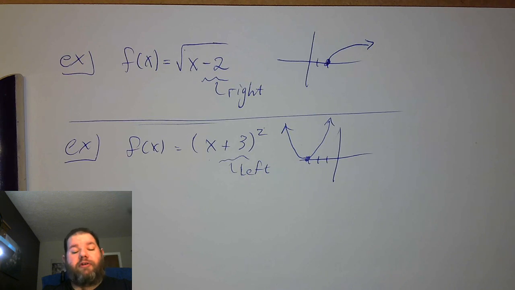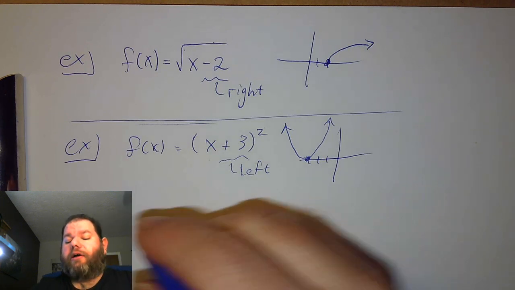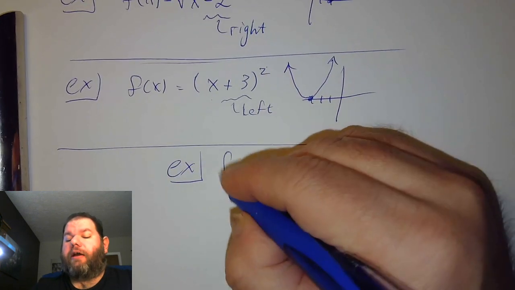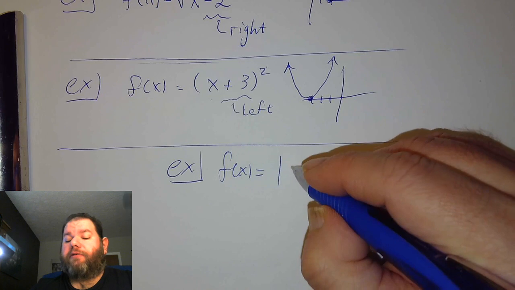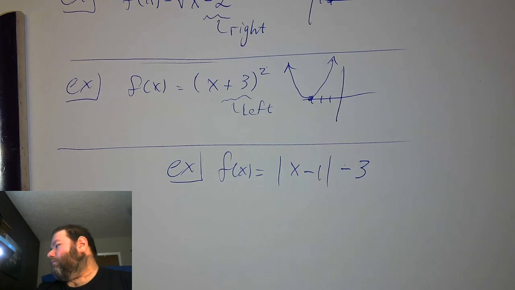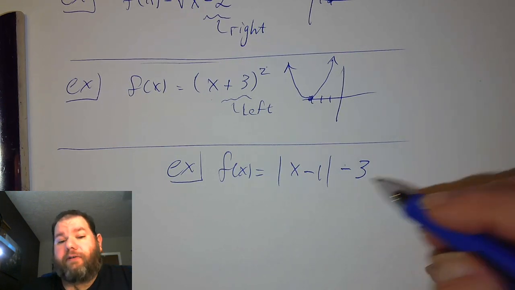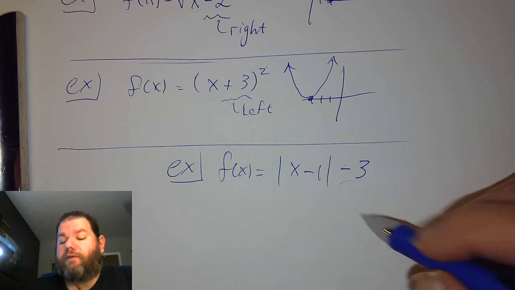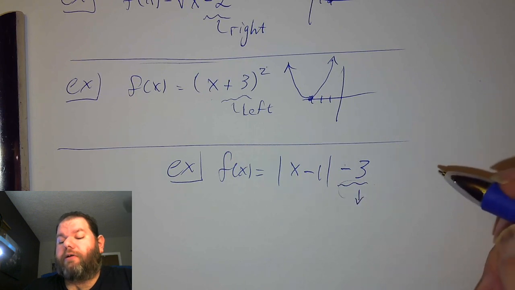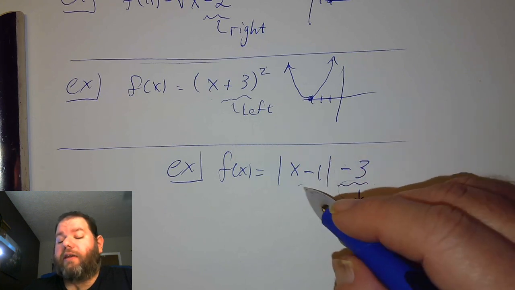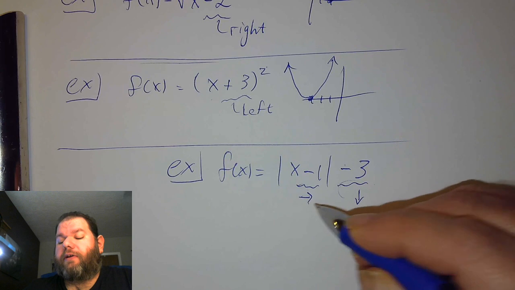Now, in addition to that, we can actually look at problems where there's two shifts, vertical and horizontal. So if we say, for instance, f of x equals the absolute value of x minus 1, minus 3. Minus 3 is at the end, separate from the absolute value sign. So this is the vertical shift. It'll be down 3. Minus 1 is inside the absolute value bars, so it's inside the function. And that will be a horizontal shift to the right.